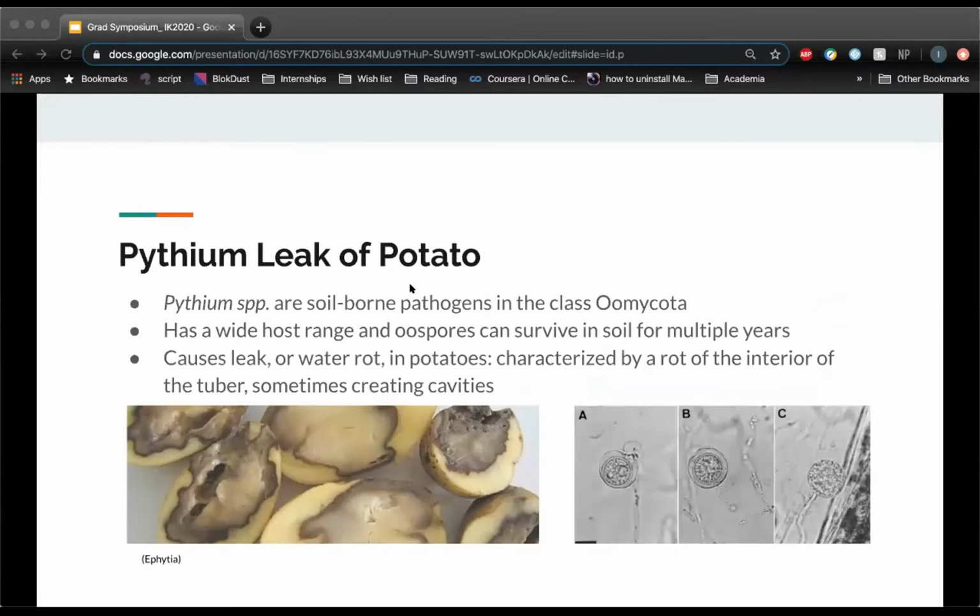So one major disease in potatoes is Pythium leak. Pythium are soil-borne pathogens in the class Oomycota, and they have a very wide host range, and oospores can survive in soil for multiple years. And oospores, which are the overwintering bodies, are shown on the lower right here.